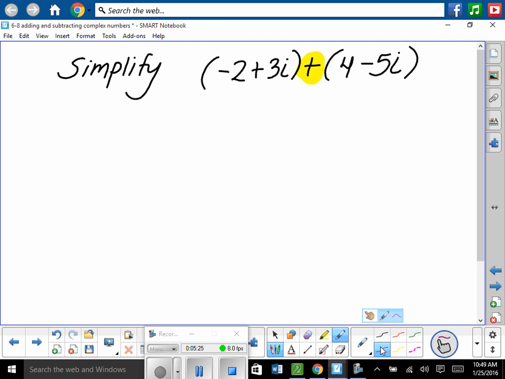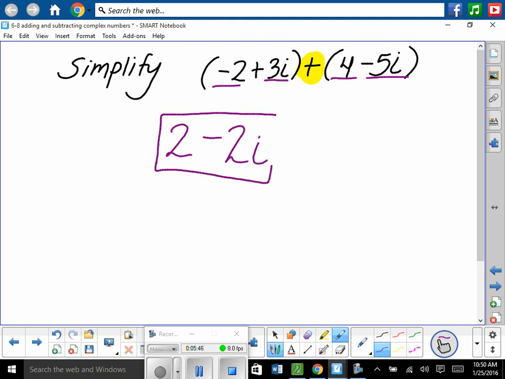So you combine the real parts with the real parts. So negative 2 plus 4 is? 2, right? Negative 2 plus 4, guys, is 2. And then 3i plus negative 5i is how many i's? Negative 2 i's. Very good. And we're done. We've combined all the real parts with the real parts, the imaginary parts with the imaginary parts. Questions? Pretty easy. Okay, let's do another one.